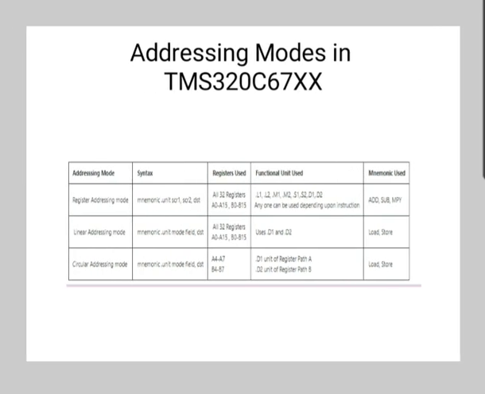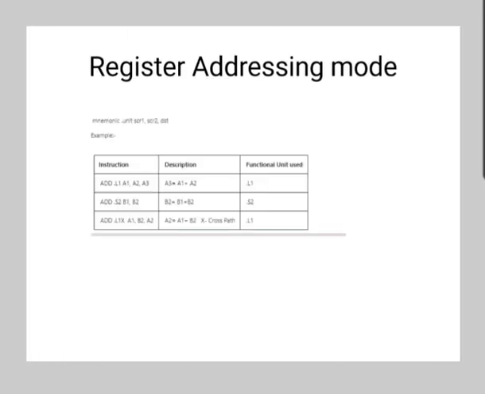So this table shows the addressing modes. The addressing modes on the C67x are linear, circular using BK0, and circular using BK1. The addressing mode is specified by the addressing mode register.